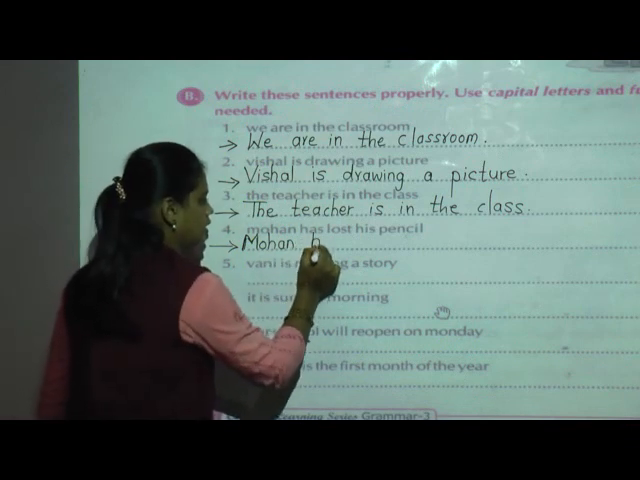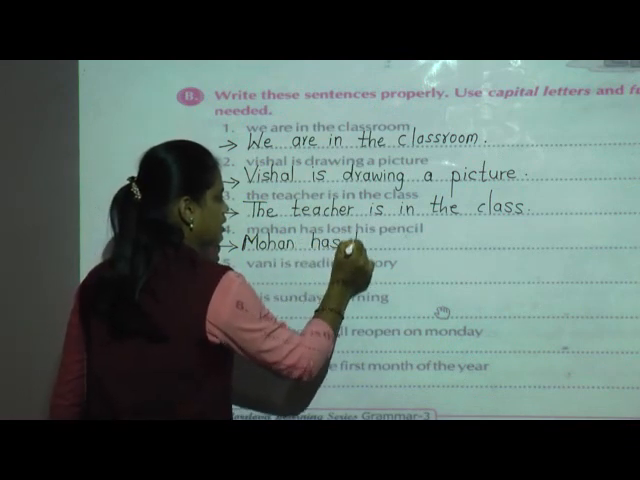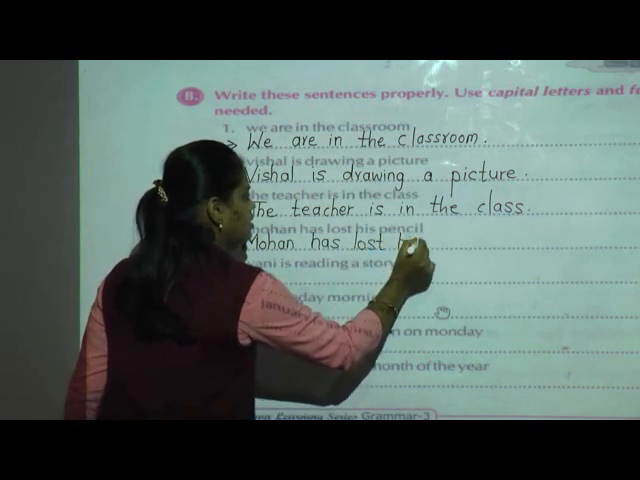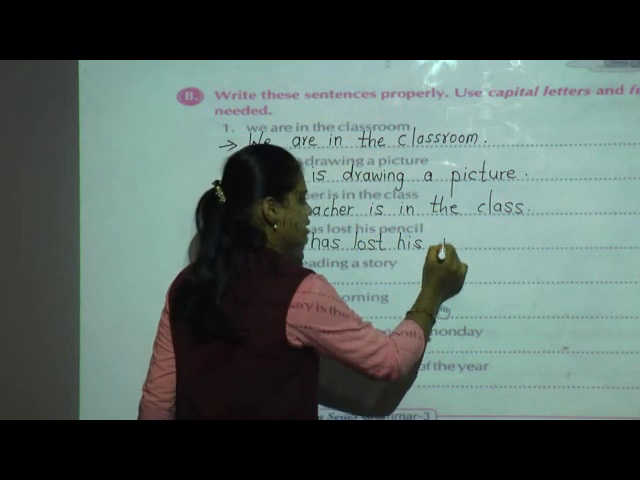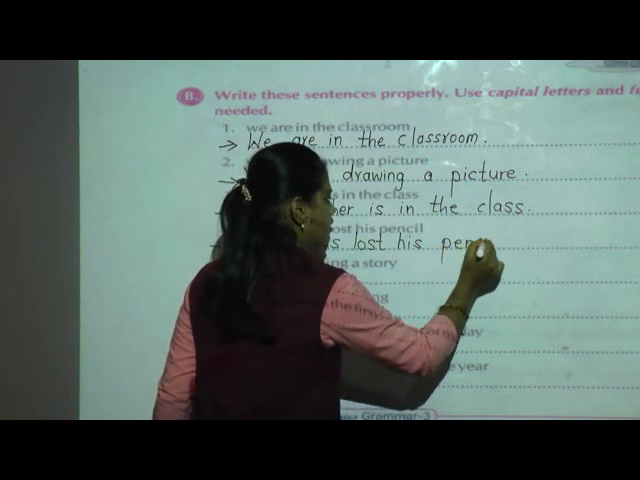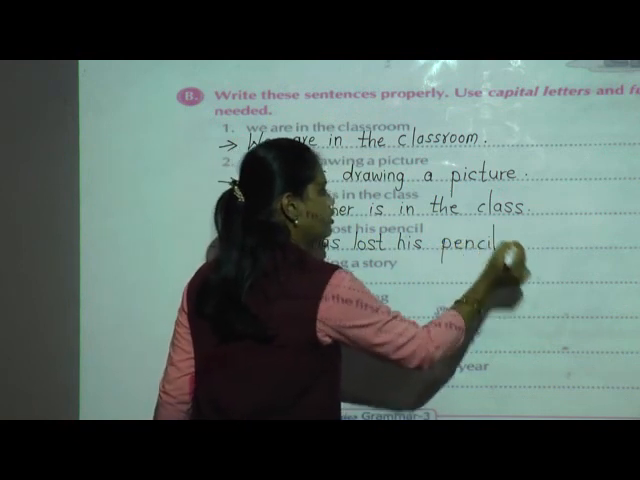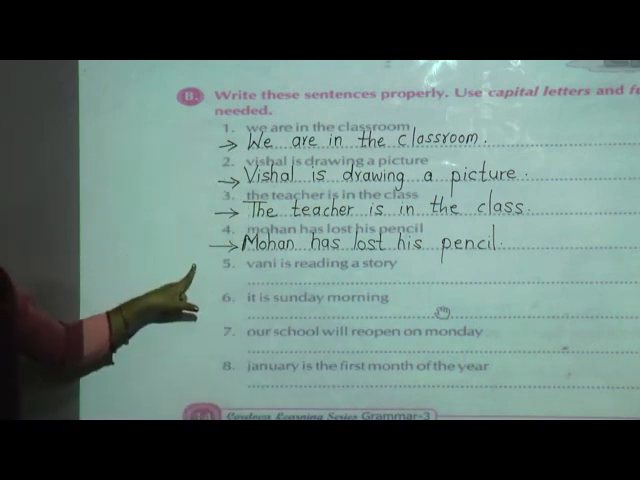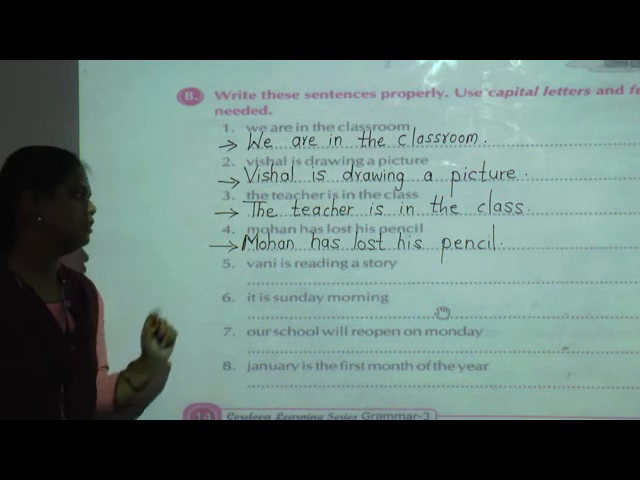Mohan has lost his pencil. Then full stop. Okay. Four examples. Have you understood? Shall we go for the fifth one?